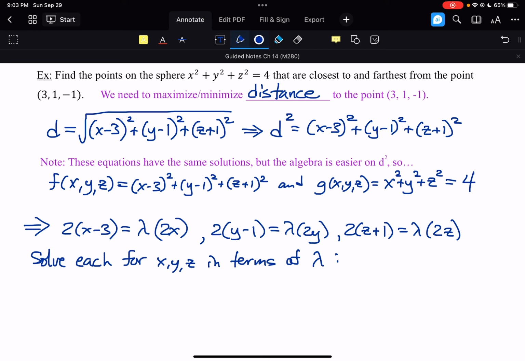So what that gives us here, if we move things around a little bit, is 2x minus 6 equals 2x lambda. So we've got 2x minus 6 minus 2x lambda equals 0. Move the 6 over and factor.